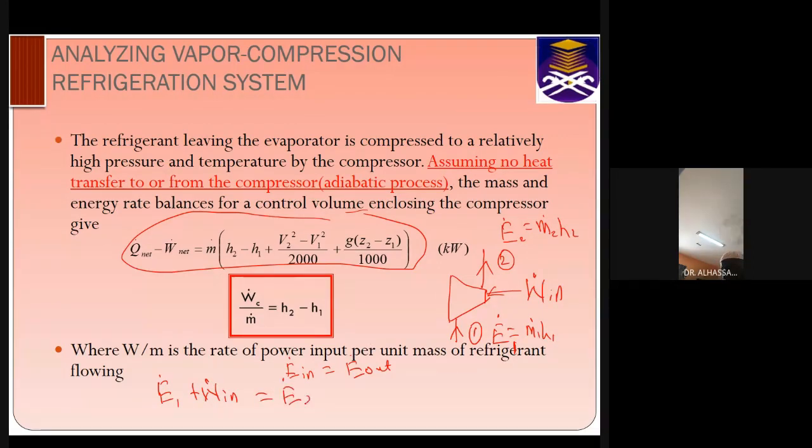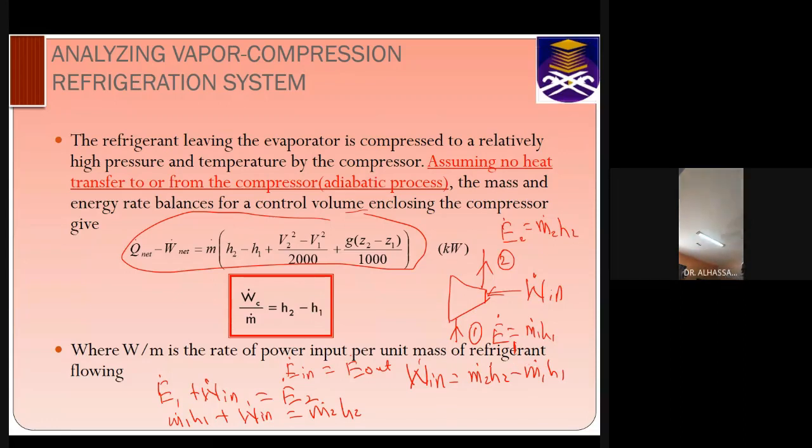You see? So now what is this E1? E1 is nothing but M1 H1, plus W in equals M2 H2. So if you want to make W in the subject of the relation, you will have W in equals M2 H2 minus M1 H1.